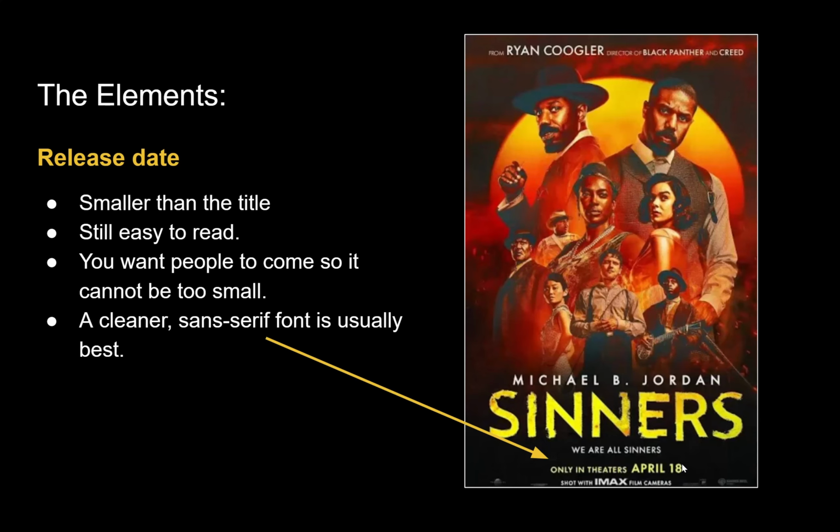It's still easy to read. You want people to come to it, so you don't want it to be too small. But a clean, what I call a sans serif font without all the decorative serifs on it is usually best for a nice clean read for when it arrives.